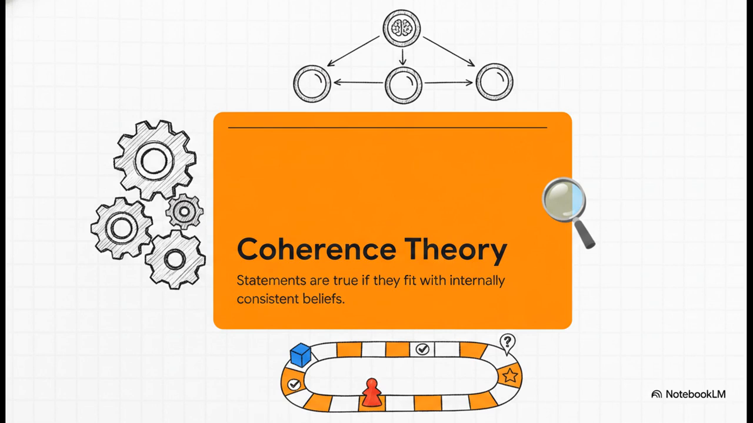So the really crucial point here is how this completely changes our view of truth itself. This connects deeply to the coherence theory of truth. This is the view that statements are considered true if they fit with other statements and beliefs that are internally consistent.